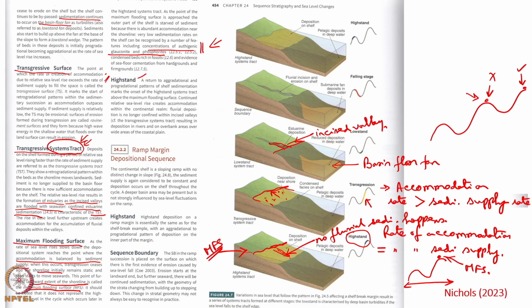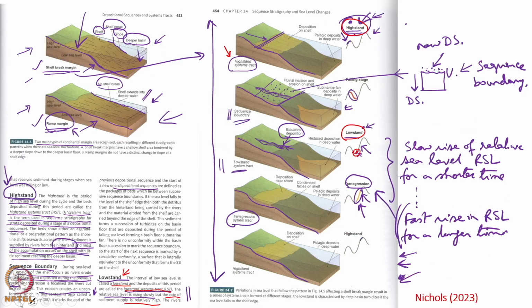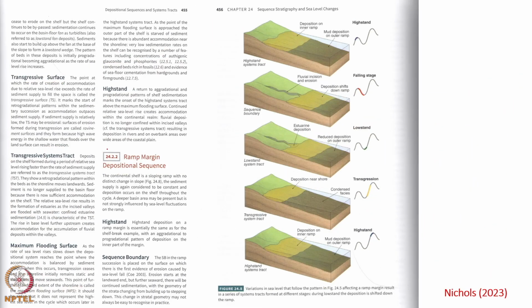Now we are going to see the ramp margin depositional sequence. That means the depositional sequence for this kind of geometry. The same slide is brought here, and we have changed this slide over there. These are the ramp margin depositional system. Here we can start with high stand. This is same as the shelf break example.